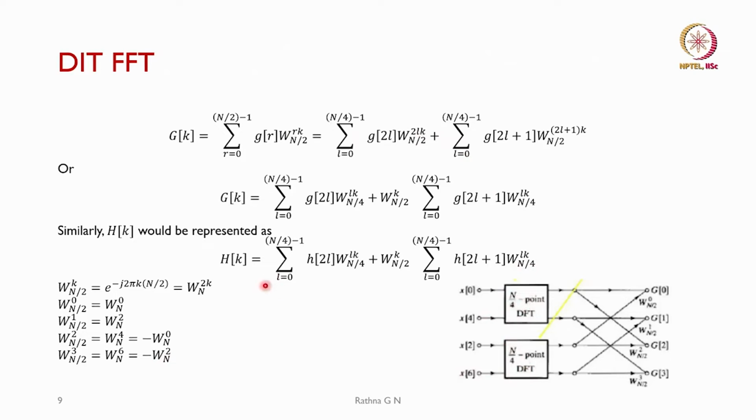So, you are seeing that this g of k is this n by 4 point DFT, and then h of k, the odd part of it, is shown here, and further we will be getting our G0, G1, G2, G3. So, you are seeing this input is x of 0, and then here x of 4, and then x of 2, and then x of 6 for the even part, where you are bifurcating g k into even and then odd in this case.